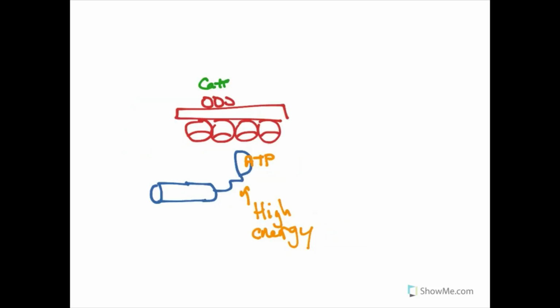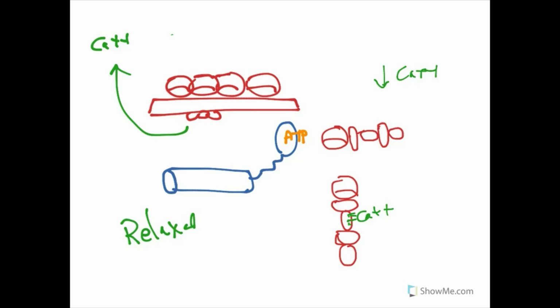Then ATP is expended to break the cross bridge and return myosin heads back to a high energy conformation. Then calcium goes back into the terminal cisternae, causing troponin tropomyosin complex to return to their original position, blocking actin-myosin interaction and causing muscle to relax.